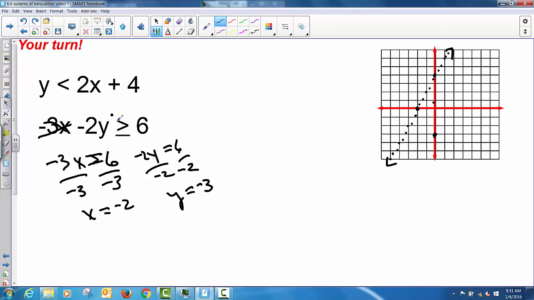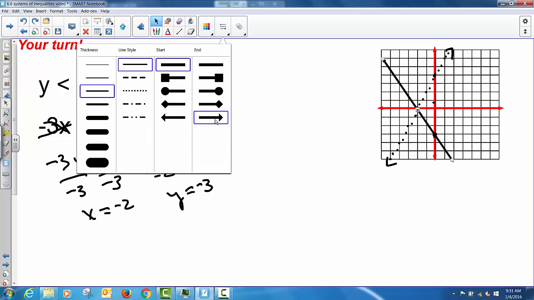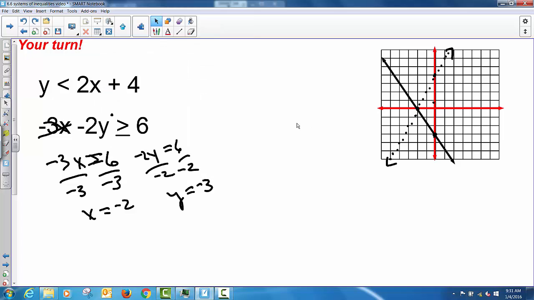And it says or equal to, so that means we're going to draw a straight, solid line this time. And I'm going to cheat this time. I'm going to use a solid line drawer right here. There we go. And I'm going to extend it down here, and put my arrows on both ends. There we go. So now, where do I shade?